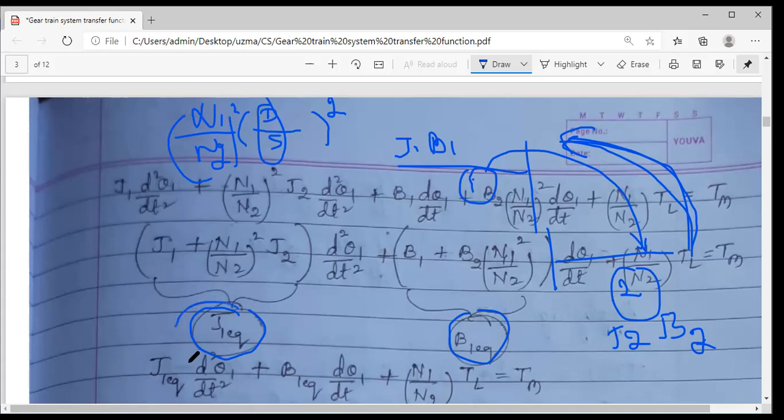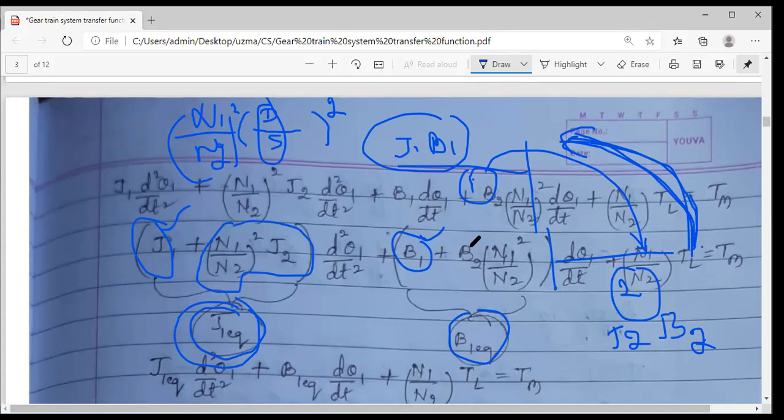Now you can see J equivalent. When I am taking the equivalent value of J and the equivalent value of B, I am taking the reflection of 2 over 1. So one set of elements I have not changed. You can observe J1 is the same, B1 is the same. That means the destination elements I have not touched. The change is only in the source elements J2 and B2.